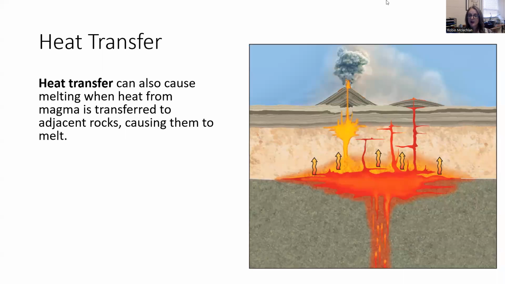Next up, the third way that rock can melt is heat transfer. And this is the one that you might be the most familiar with, right? It just means it heats up, right? So anytime a rock is near something that's really, really hot, such as a magma chamber, that heat can be transferred to the rock, causing that rock to melt.